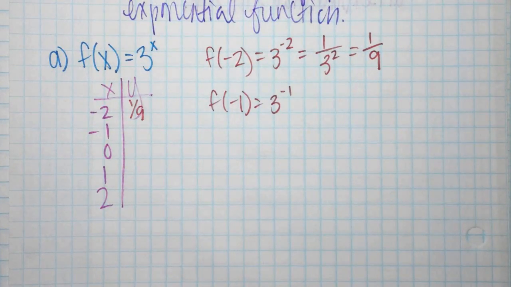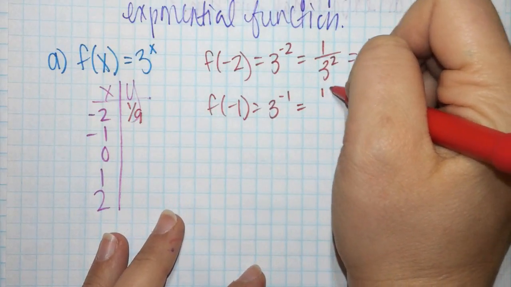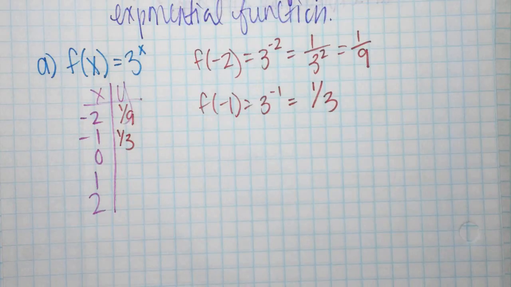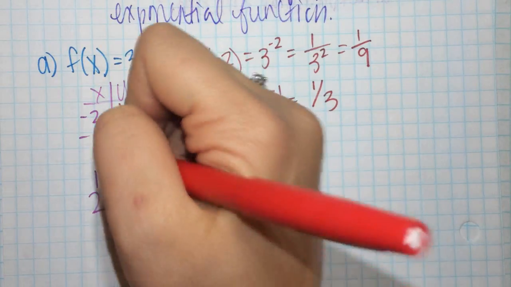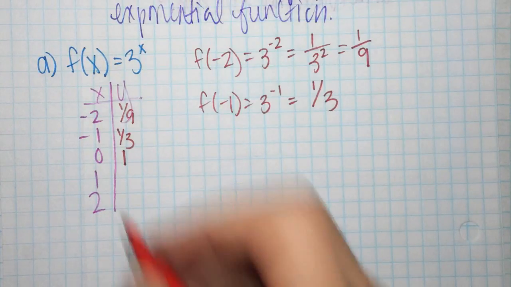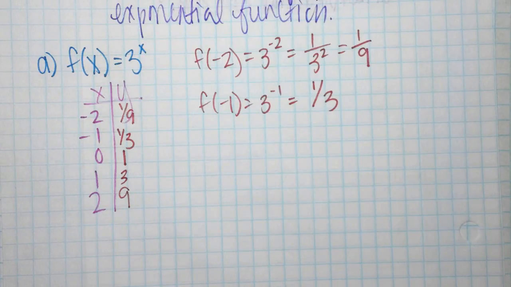Alright, so now we're going to plug in -1. Can we have negative exponents? What do we do? So it's 1 divided by 3, which is 1/3. I think the next one is 1. Why is the next one 1? Because anything to the 0 power is 1. Okay. And what's 3 to the first power? 3. And what's 3 squared? 9.